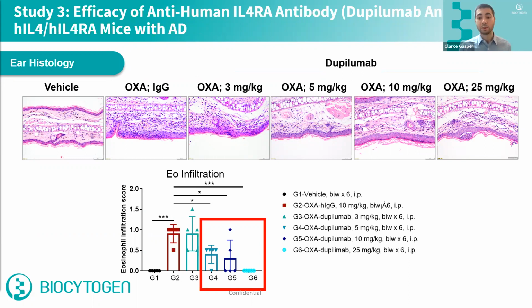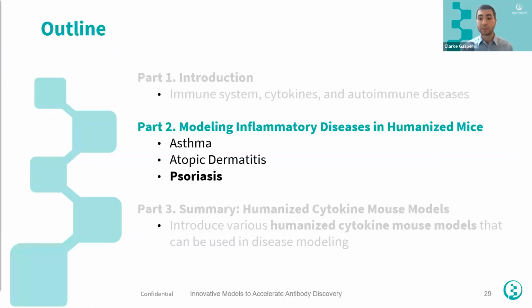And so together, these results indicate that our double humanized mice provide a powerful preclinical model for in vivo efficacy evaluation of anti-human IL-4 receptor alpha antibodies. And so the third disease model I'll be presenting is psoriasis, which is also an inflammatory skin disease.